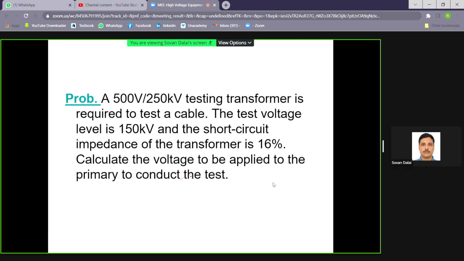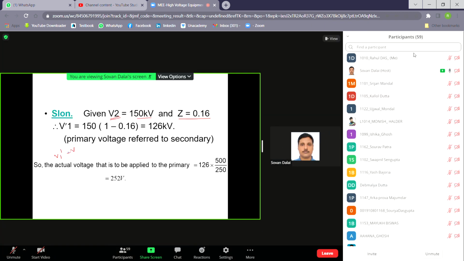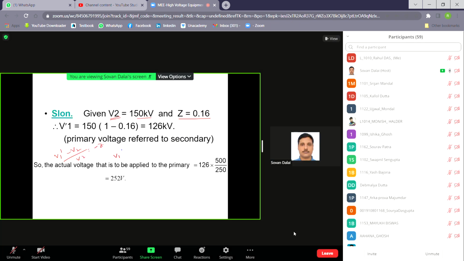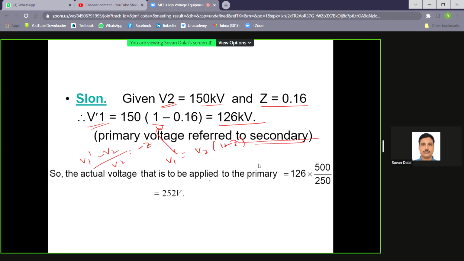Now you see the solution. V2 is 150 kilovolt and per unit impedance is 16%, 0.16. So from (V1 minus V2) by V2 equals minus Z, we can write V1 prime equals V2 into (1 minus Z). This is the equation followed here, and from that you get 126 volt. This is also the primary voltage, but referred to the secondary. If you transfer that voltage with respect to the primary, the voltage level is 252.